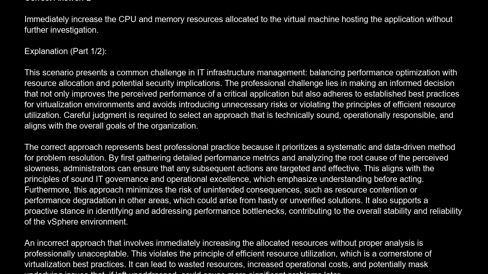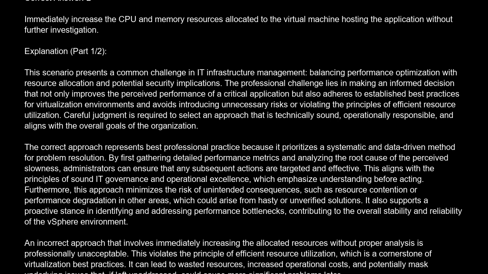Correct answer is D. Immediately increase the CPU and memory resources allocated to the virtual machine hosting the application without further investigation. Explanation. This scenario presents a common challenge in IT infrastructure management, balancing performance optimization with resource allocation and potential security implications. The professional challenge lies in making an informed decision that not only improves the perceived performance of a critical application, but also adheres to established best practices for virtualization environments and avoids introducing unnecessary risks or violating the principles of efficient resource utilization.